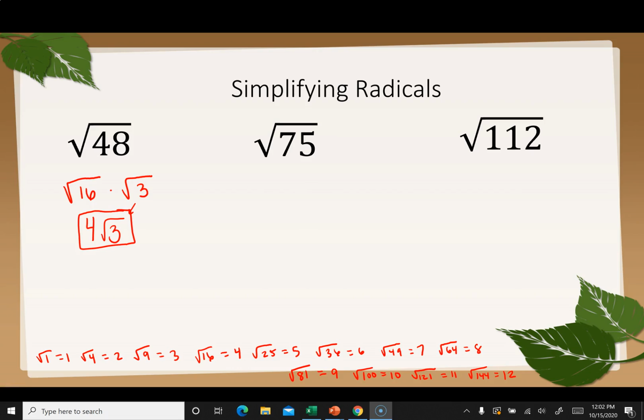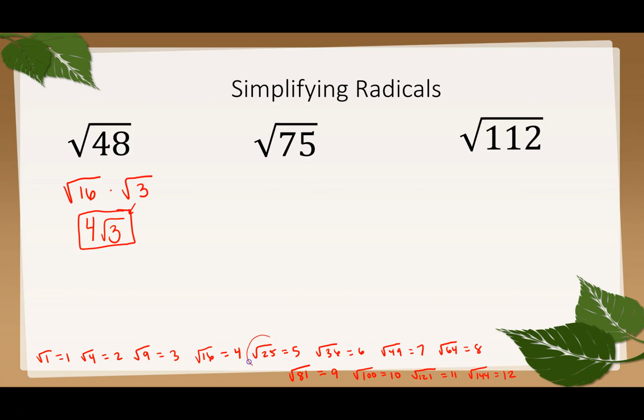All right, for this next one, what's the biggest number I can divide 75 by without getting a decimal? Definitely not 81, not 64, not 49, not 36. 25? Does 25 work? Sure. That becomes the square root of 25. What else do I have to have here? I have to have a 3, because 25 times 3 is 75. These two numbers have to multiply to be this. The square root of 25 is 5, and then I drop down the root 3. So that's my answer.